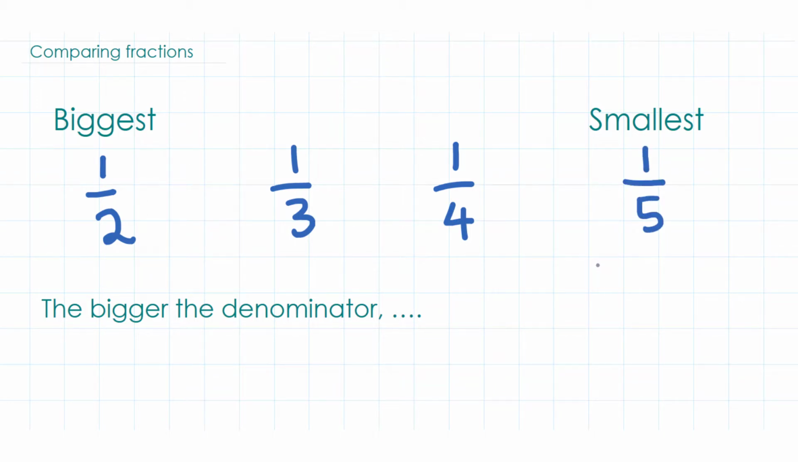Can you see what's going on here? Can you spot a pattern? Are you ready to come up with your own maths rule? Now it's important to notice what's the same and what's different. Here, the numerators are all 1. They're all the same. We call those unit fractions when the numerators are 1. And what's different? The denominators. So can you complete that sentence? The bigger the denominator, what?